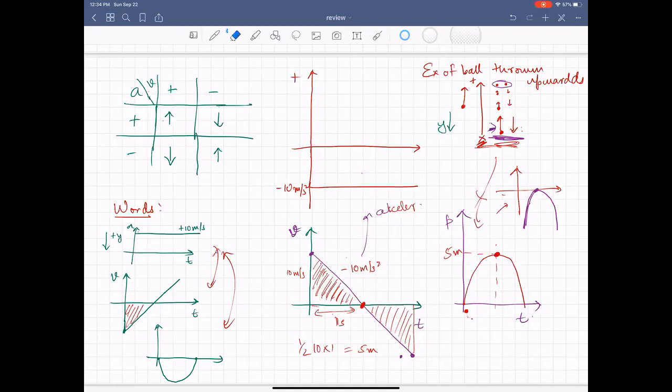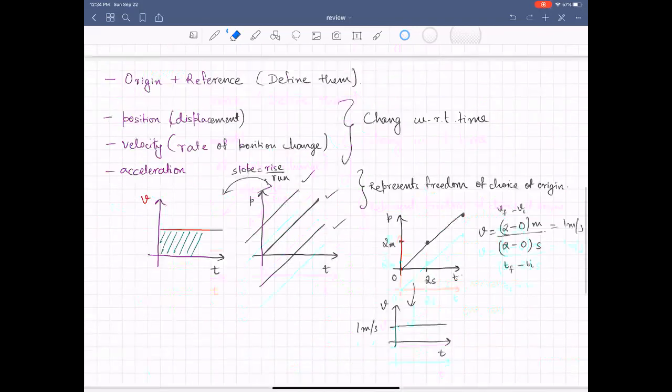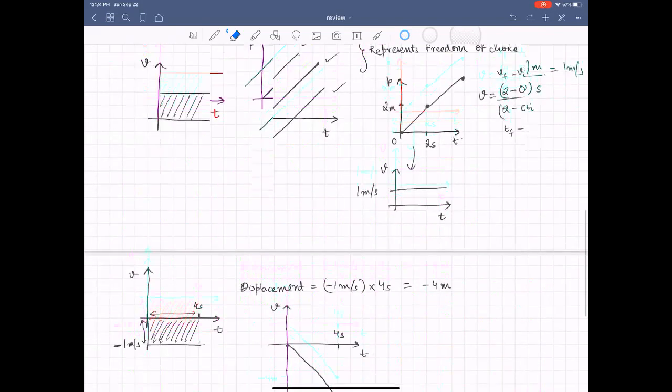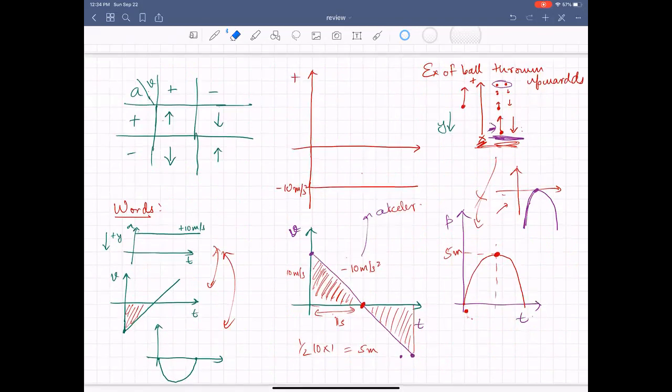Any other particular questions about this relation of graphs and things like that? All right. If not, then let's move on to the next thing, which I think was, what was it? It was 1B from the sample exam. 1B. So let me actually pull that up.